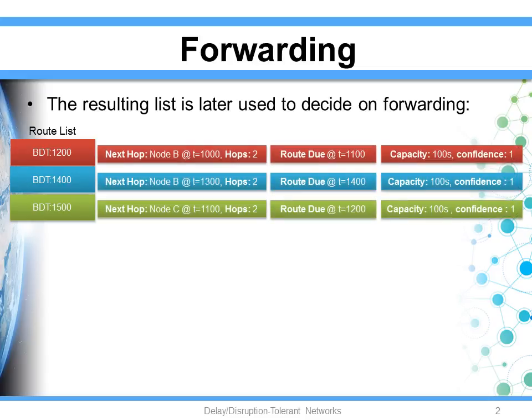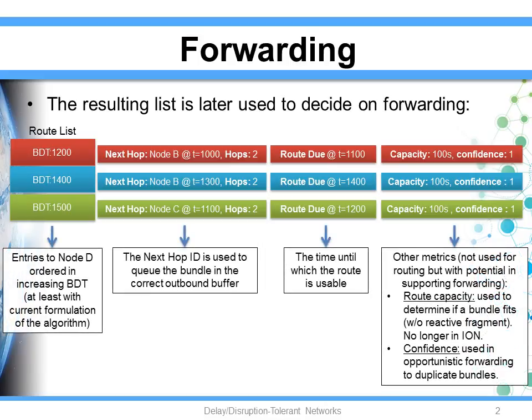Then this route list that we get out of this procedure is used for forwarding. So once this procedure is executed, each node can use a list of these routes to determine which one to use at a given moment when a bundle is ready to be forwarded. So this route list structure not only includes the best delivery time to a given destination, but it also includes some other metrics which are relevant for the forwarding stage.